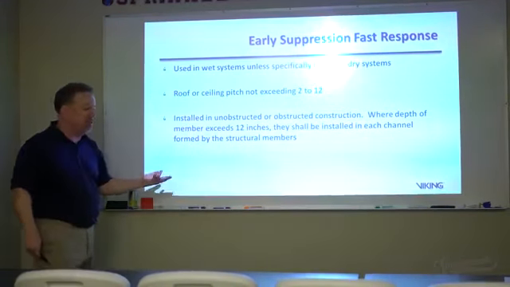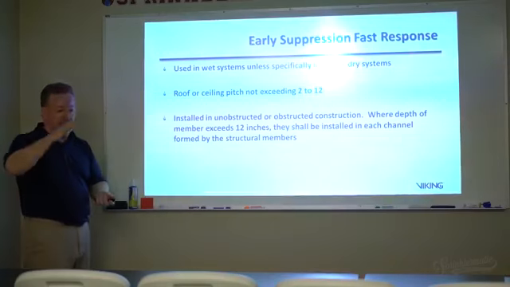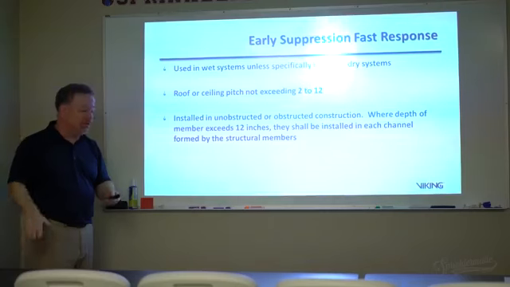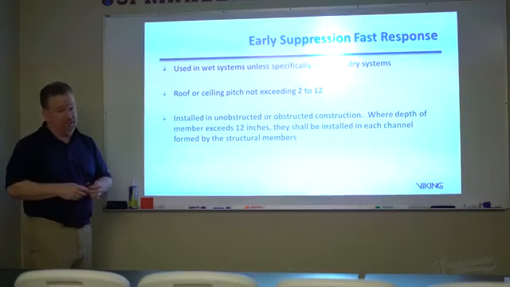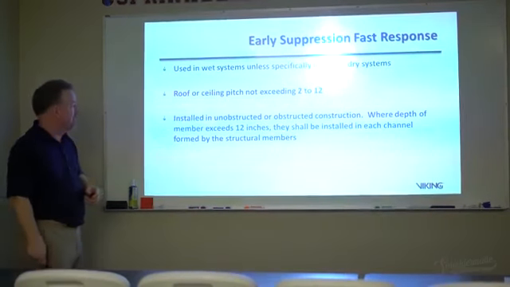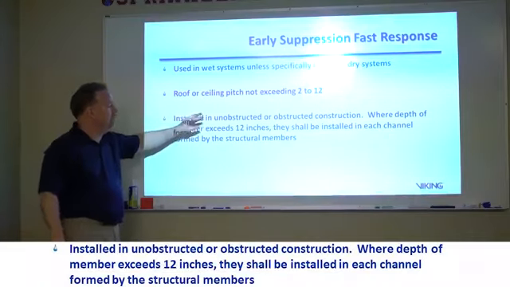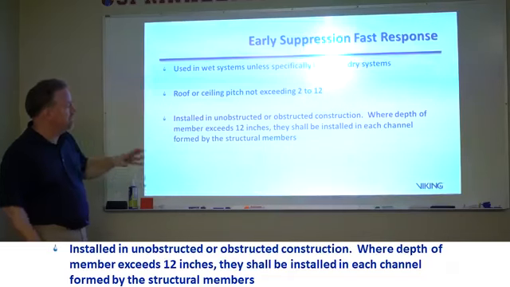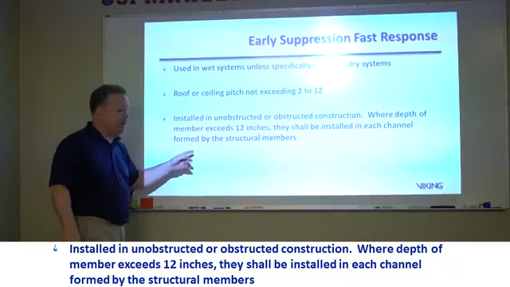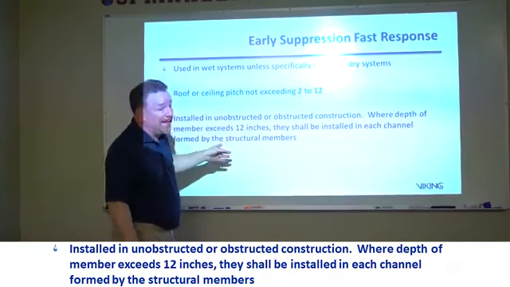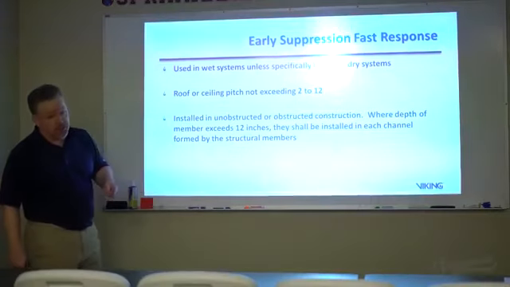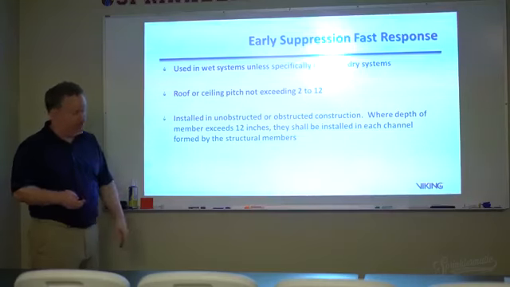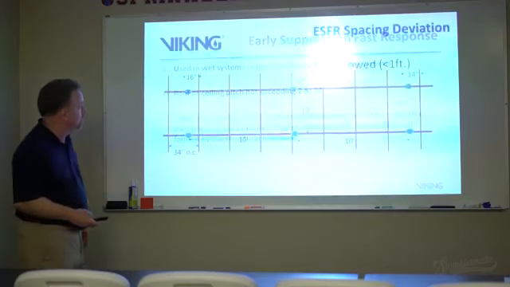One of the big challenges when you're installing an ESFR sprinkler system and you have a pitched roof greater than 2 in 12 is how do you get it down to 2 in 12? Well, you typically install a false ceiling that is less than that. Installed in unobstructed or obstructed construction, where the depth of the member exceeds 12 inches, they need to be installed in each channel formed by the structural members. Wow, that can be a lot of sprinklers. So typically you're going to try to get them in. What you're looking for is unobstructed construction.